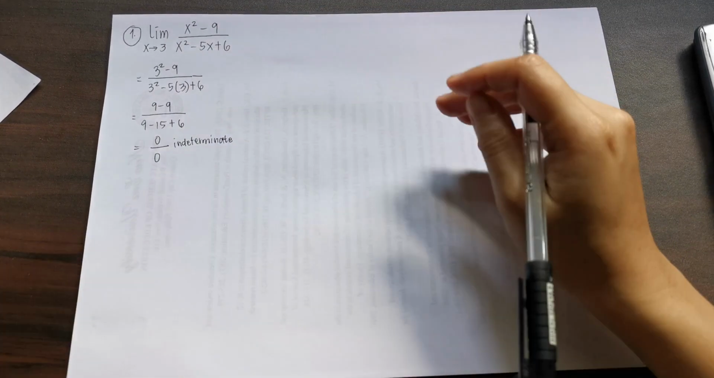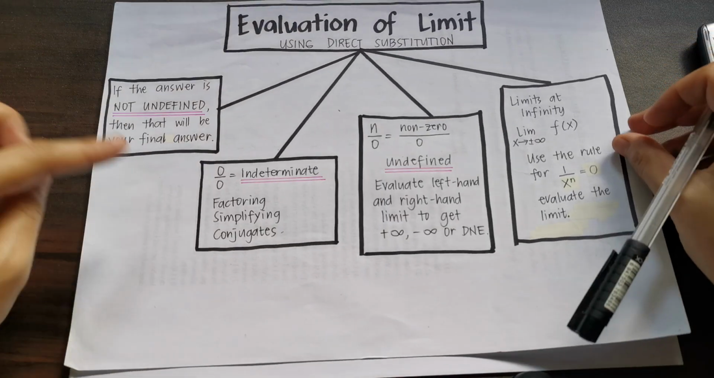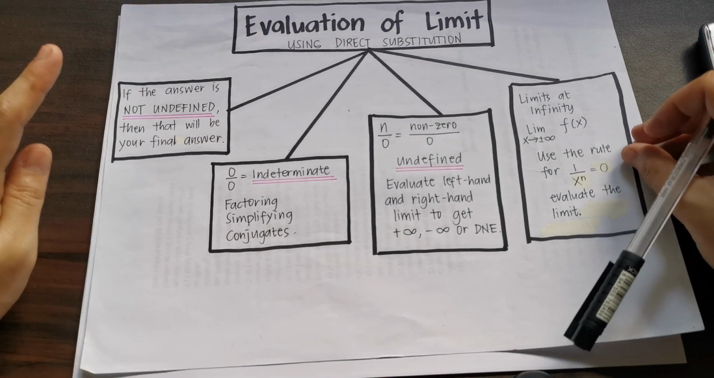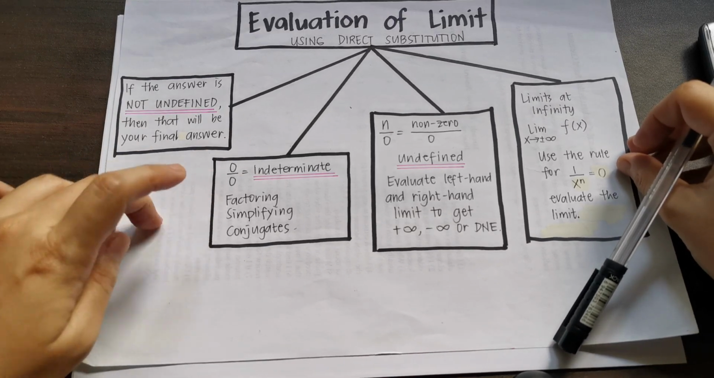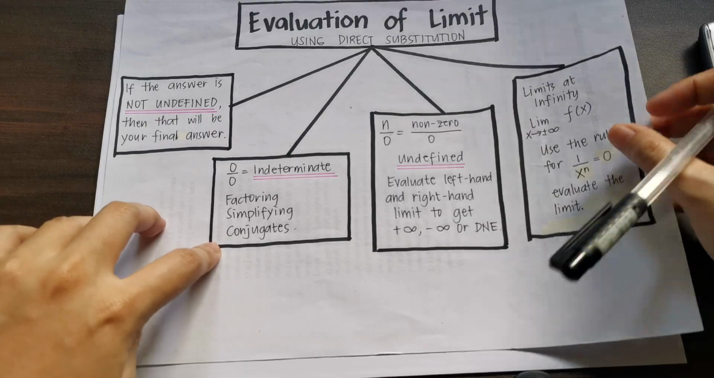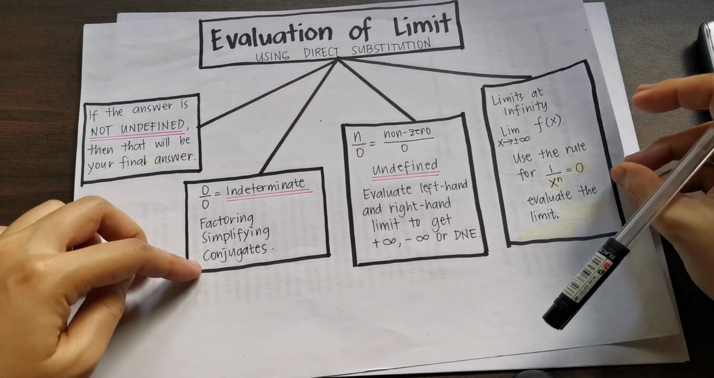Pag ang lumabas sa sagot ay 0/0, that is called indeterminate form. Ngayon, kapag indeterminate form, hindi siya defined. Okay? So, ang gagawin natin, magfa-factor tayo, or magsisimplify, or magko-conjugate. Ngayon, kailan nyo malalaman kung magfa-factoring kayo, magko-conjugate, or magsisimplify, or common denominator?